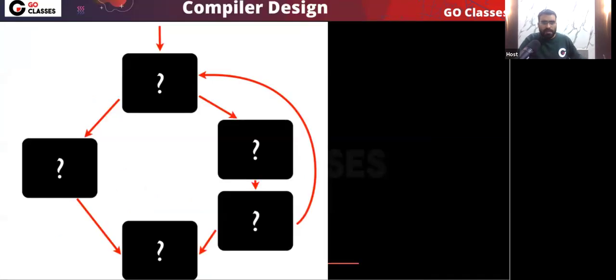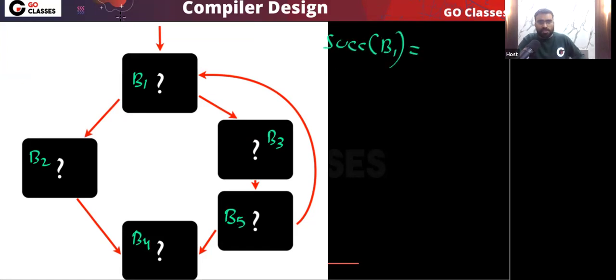Let me know. For example, look at this graph. Let me call this B1, and let me call the others B2, B3, B4, and B5. Tell me, what are the successors of B1?